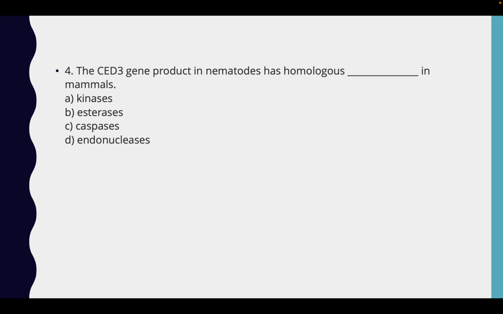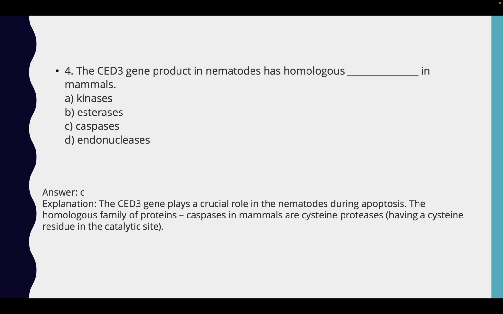CED-3 gene product in nematodes has homologous dash in mammals. Caspases. Correct. They play crucial role in nematodes during apoptosis. The homologous family of proteins, that is caspases in mammals, are cysteine proteases, having a cysteine residue in the catalytic site.